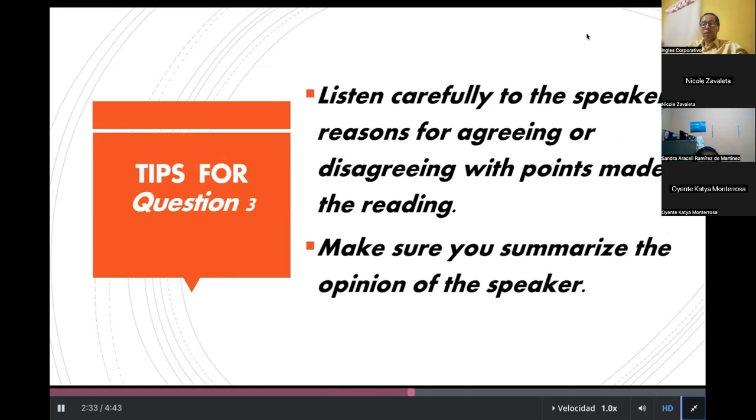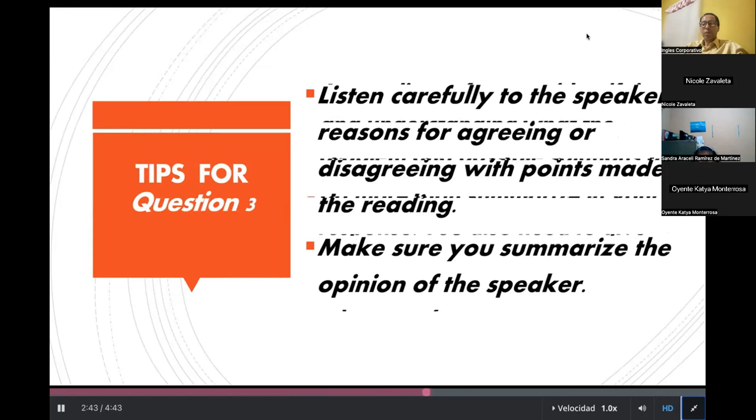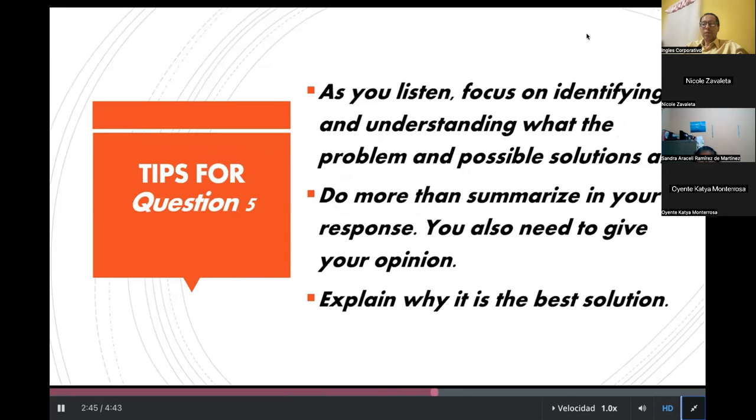Question 3. Listen carefully to the speaker's reason for agreeing or disagreeing with points made in the reading. Make sure you summarize the opinion of the speaker. For question 5, as you listen, focus on identifying and understanding what the problem and possible solutions are. Then, write down a few keywords or ideas on your scratch paper. But remember, you need to do more than summarize. You also need to give your opinion, so don't spend too much time summarizing. Use most of your time explaining why it is the best solution.